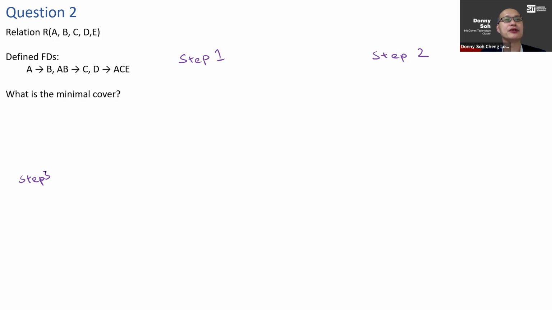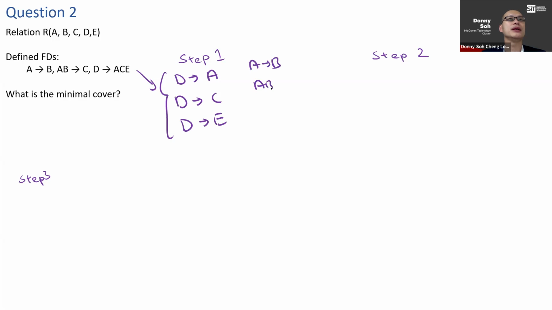Okay, the time is 8:45 and we'll start. So in the first step, we will decompose all the right-hand sides into single attribute FDs. So I have D imply A, D imply C, and D imply E. This is taken from here. Okay, so all these will follow. A imply B and AB imply C. So this will be decomposed into single value FDs over here.